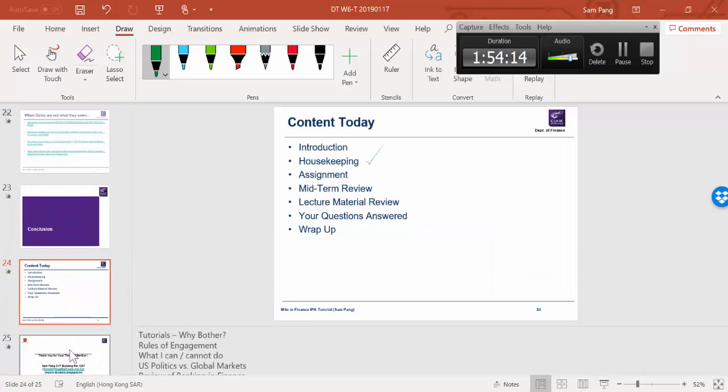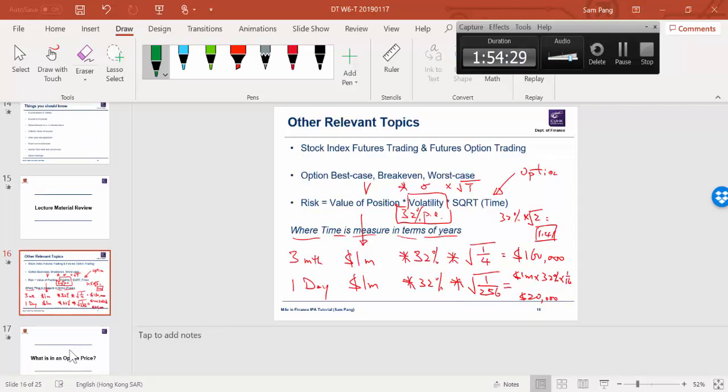So we have done a bit of housekeeping. We went through the assignment, took a quick look at the midterm concept check, and I went through a few more concepts, specifically stock index futures and stock futures options convention, how they're quoted, option best case, break even, worst case. And also think about, if you buy or sell an option, what do you want to happen? And also the relationship between your exposure. This is a one sigma exposure, strictly speaking. And how it relates to volatility and time. Is everyone okay? You want to ask me anything?